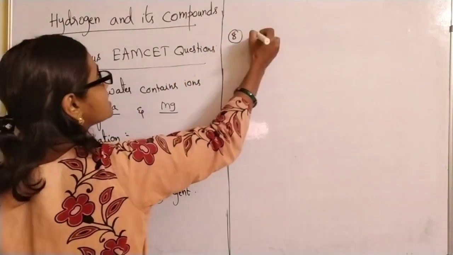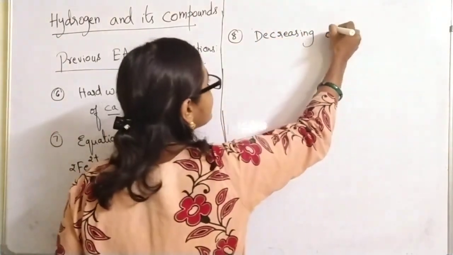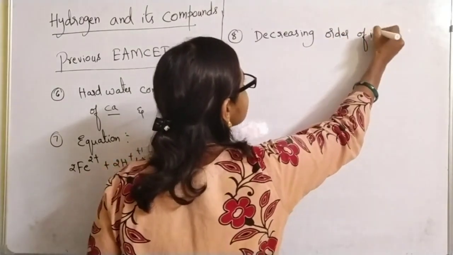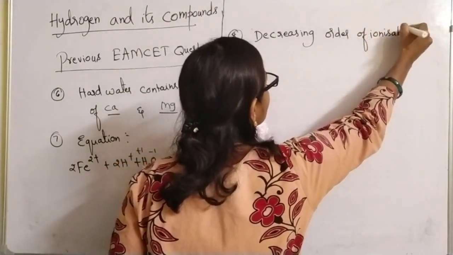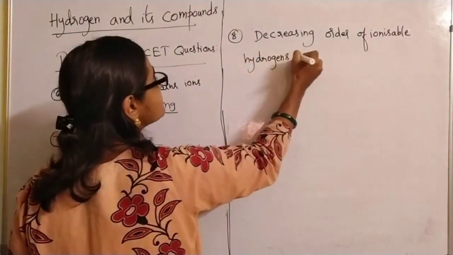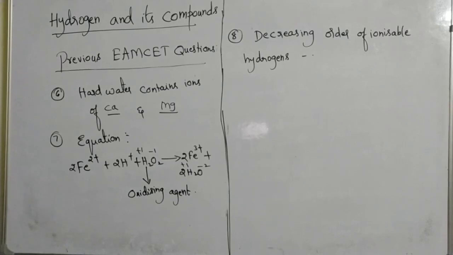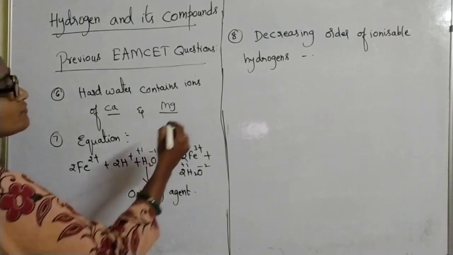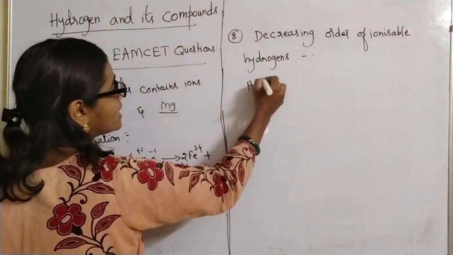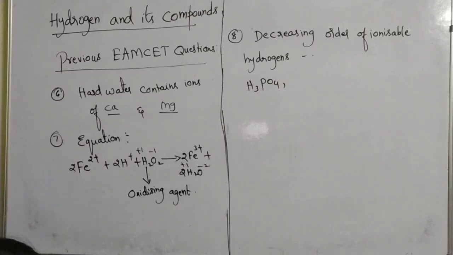Just look at this. Decreasing order of ionizable hydrogens. So what does decreasing order mean? What compounds are given? Check once. H3PO4 is there. In that, how many hydrogen ions are ionizable? That you have to identify.